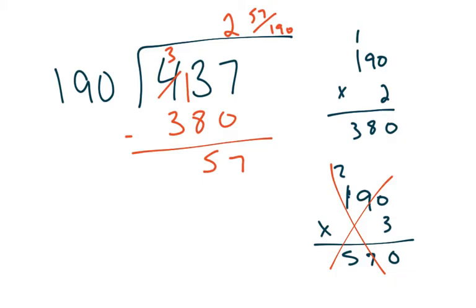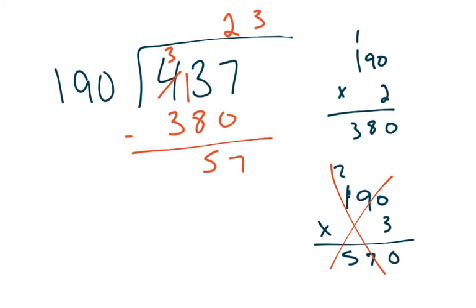I'm going to tell you right now, this is again a moment where I would pull out the calculator. I would pull out the calculator and do 57 divided by 190. That line means divide. That's going to give you a decimal of 0.3. But you could also think 57 goes into 190 3 times. So you're going to have a 3 here.